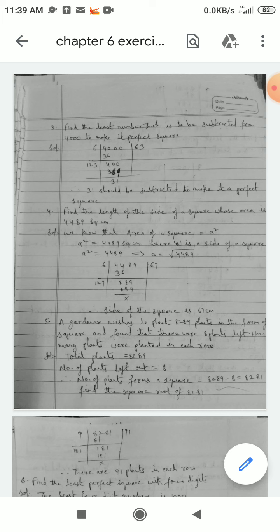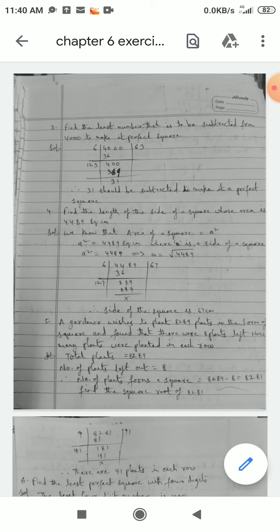Divide 4000 into two parts, 40 and 00. Now look at the nearest square number. 6 sixes are 36. 40 minus 36 is 4. Now take 20 down. Now 6 plus 6 becomes 12. Now 120 into 3 becomes 369. Now 400 minus 369, you get 31. Therefore 31 should be subtracted to make it a perfect square.